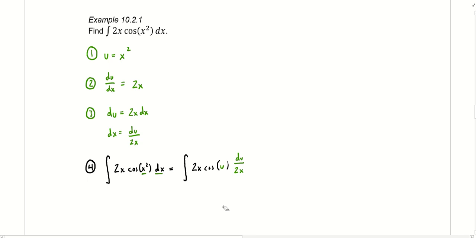Now, why did I do that, and what does this allow me to do? Well, if I take a look at what I've got, a 2x here, and a 2x in the denominator of that green expression. So I can cancel those. And what that leaves me with is the integral of cosine of u, and we're integrating with respect to u.